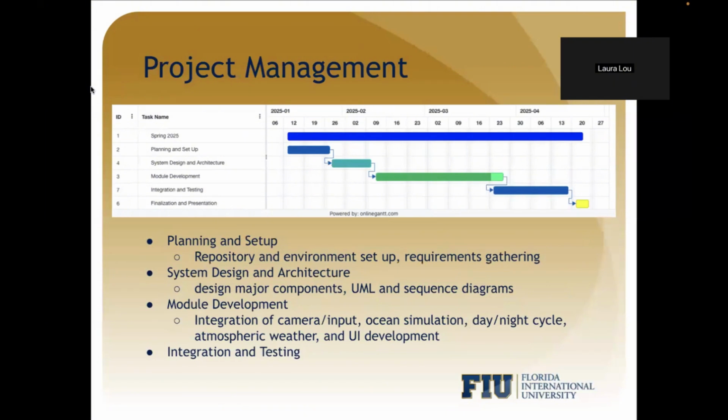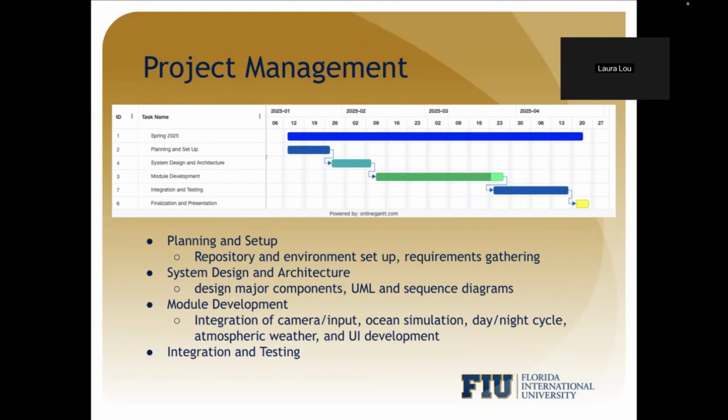Here you can see our project management timeline for the entire semester broken down into 2-week sprints. Our first sprint focused on planning and setup, during which we established our repository, configured the development environment, and finalized our initial requirements. In the second sprint, system design and architecture, we created the high-level design for our major components and used UML and sequence diagrams to clarify how each module would interact with each other.